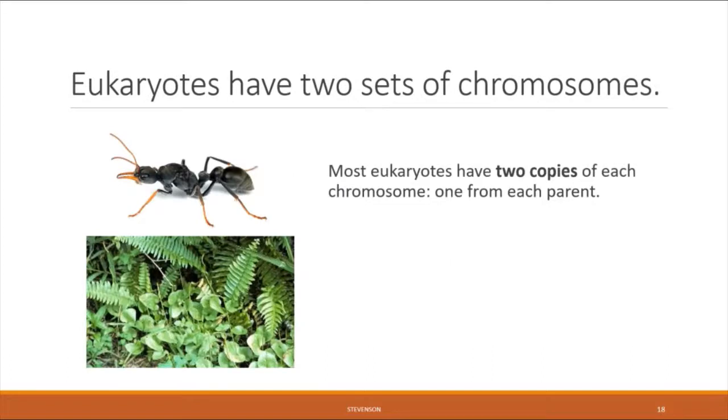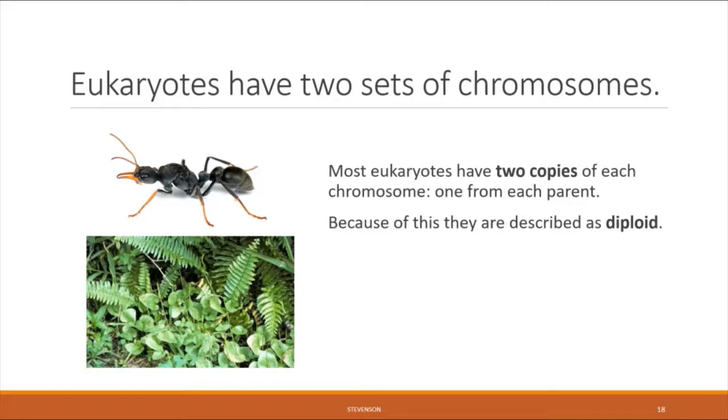Within eukaryotes, most organisms have 2 sets of chromosomes. They have 2 copies, one that came from each of their parents. And because of this, they are described as being diploid. Diploid is a term used to refer to cells or organisms that have this double set of chromosomes because they are the product of sexual reproduction and 2 parents contributing their genetic information to their offspring.